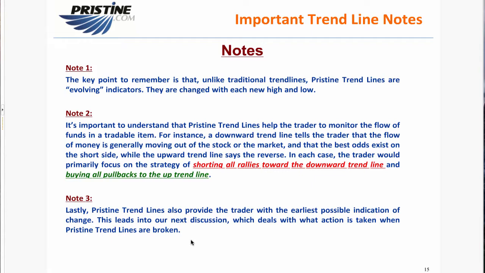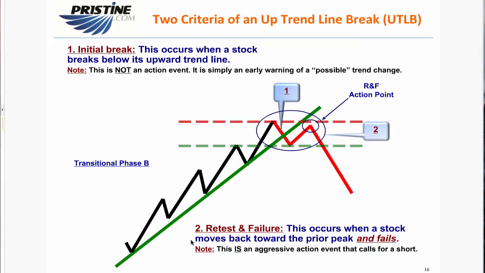And this is what we call transitional phase B, where we are no longer in an uptrend, but not yet in a downtrend either, right? We're in that transition from stage 2 into stage 3. So the initial break, right? You've got your trend line drawn. The initial break occurs when the stock breaks below the uptrend line.